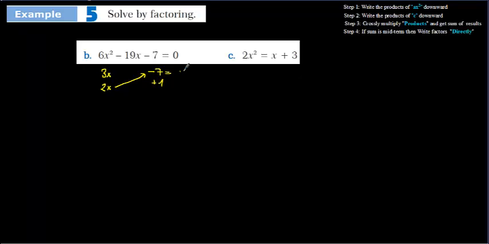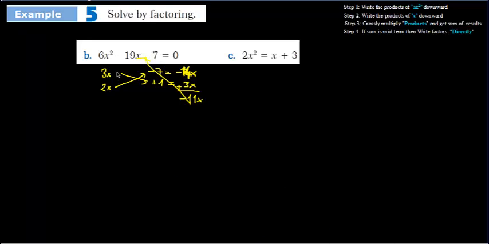Then I'm crossly multiplying: minus 7x, and here 2 times 7 is equal to 14, so it's minus 14x. 3x times 1 is equal to 3x. When I find the result here, it's minus 14 plus 3, which is equal to minus 11. But this is not the middle term. So what I wrote here is all wrong.